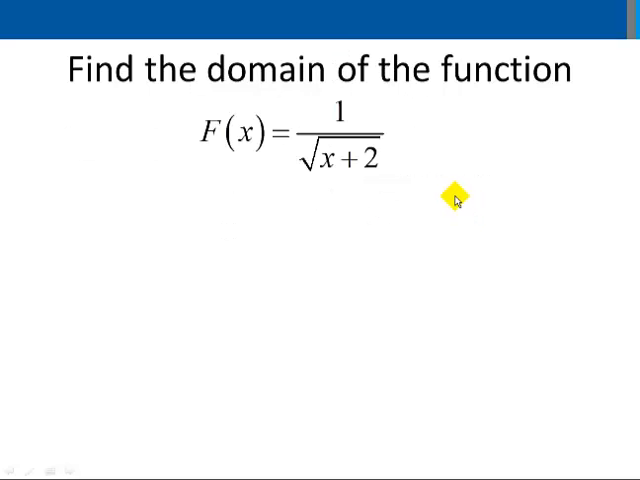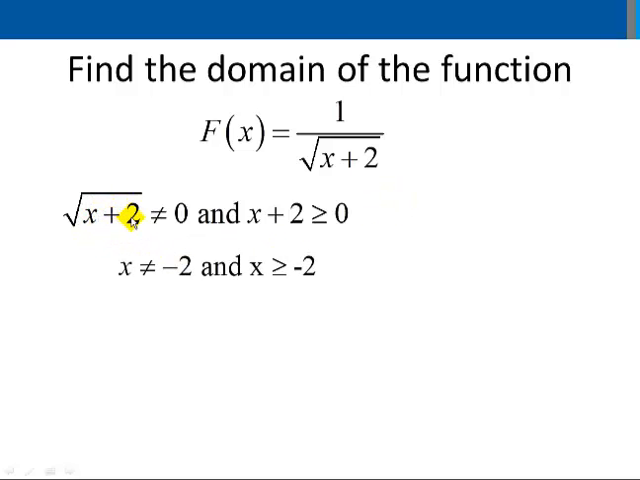Lastly, we'll find the domain of the function f of x equals 1 over the square root of x plus 2. We have two problems with our domain here. One is having a square root. The other is having an x value in the denominator. So let's look at two different things. We want to make sure that the square root of x plus 2 in the denominator is not equal to 0, and we want to make sure that the x plus 2 under the square root sign is greater than or equal to 0.